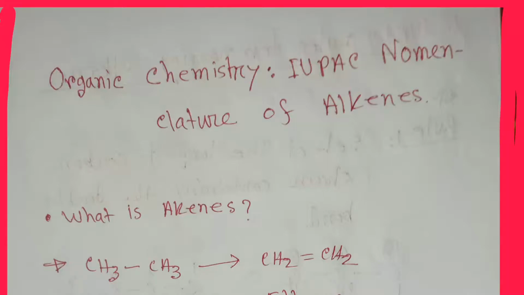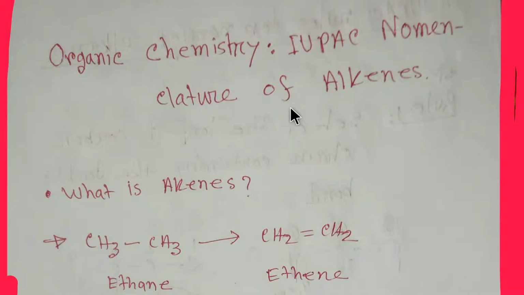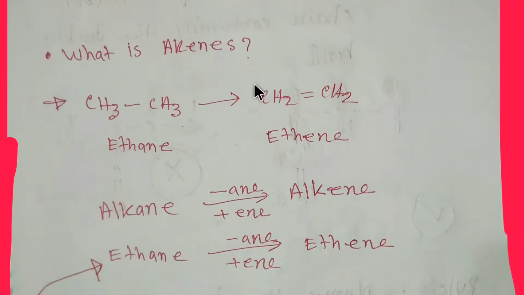To learn the IUPAC nomenclature of alkenes. In our previous lecture, we learned about the IUPAC nomenclature of alkanes. So, today's topic is to name the alkenes, the organic compounds. Let me say at first what alkenes are.